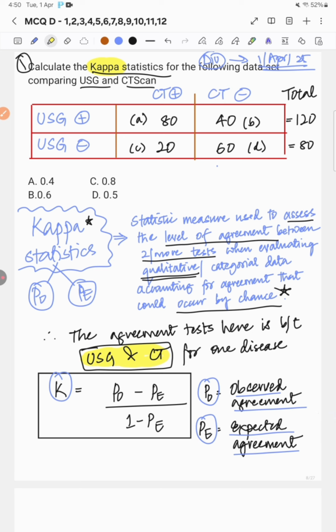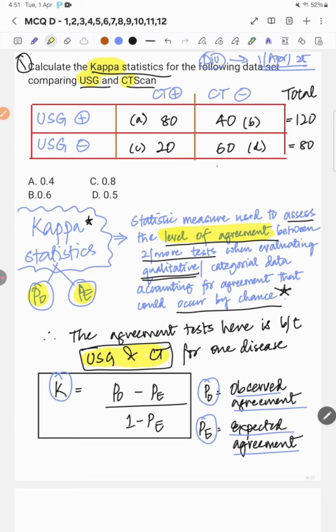There are two tests done to calculate this kappa statistics, that is USG and CT. These are tests done for a disease, to assess the level of agreement. Kappa statistics is necessary for this. That's what you need to remember, not more than that. There are two values, the proportion observed and the proportion expected. In kappa statistics, you remember these two, PO and PE.